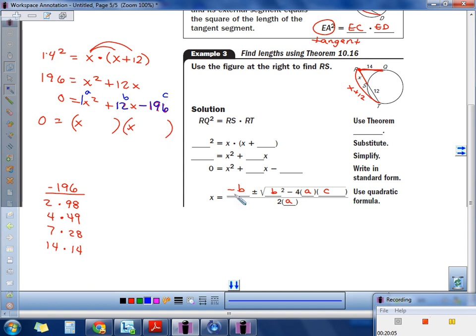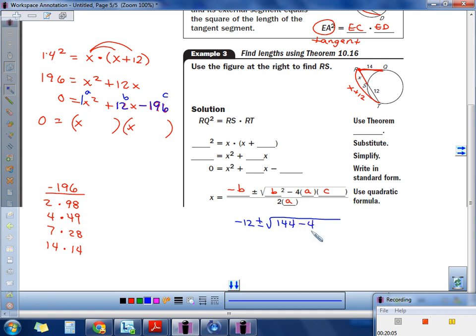B goes in first. It says take the opposite of b. So if this is a positive number, I'm going to write down negative 12. If it was a negative, then I'd write down positive 12. And then we have plus or minus the square root of that b term squared. Well, what's 12 squared? 144.